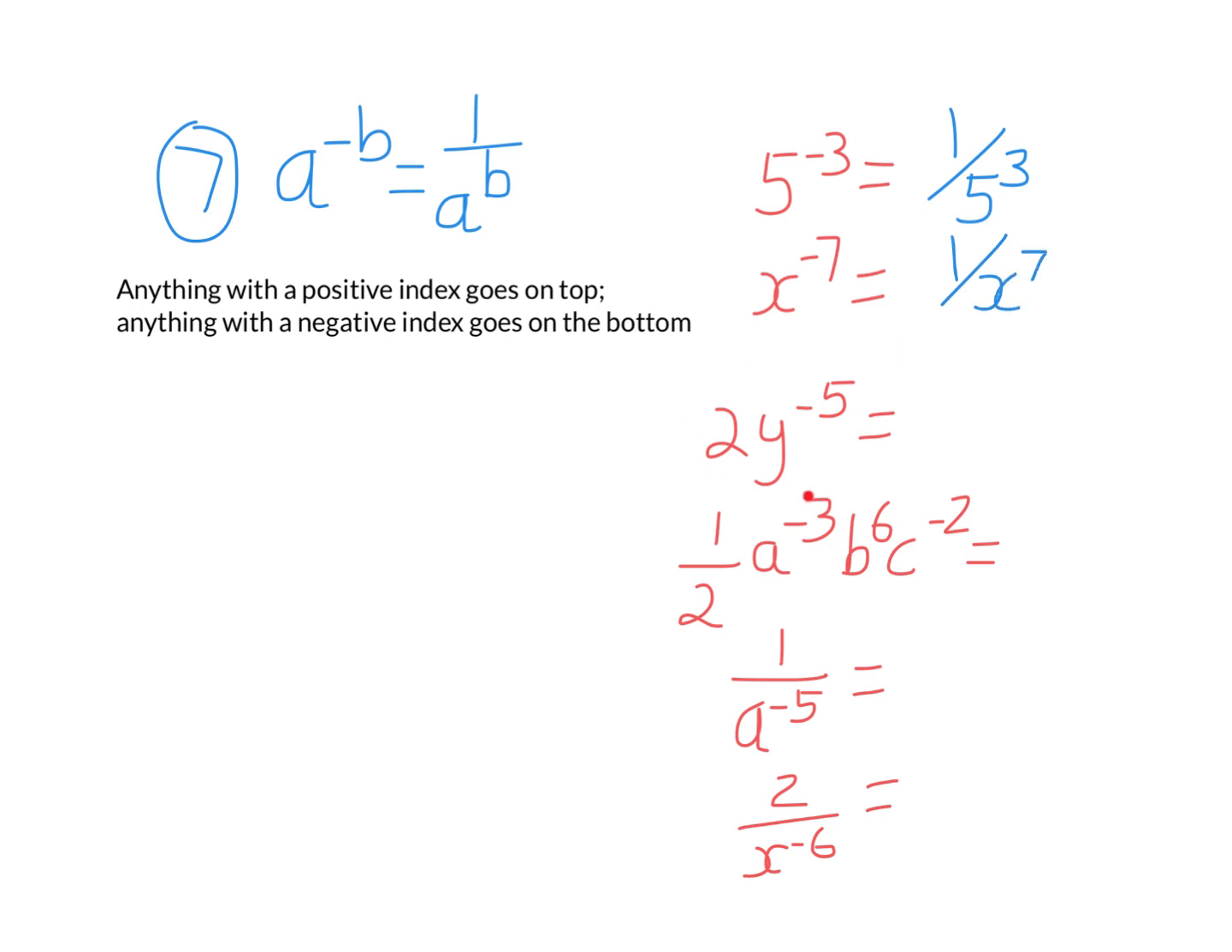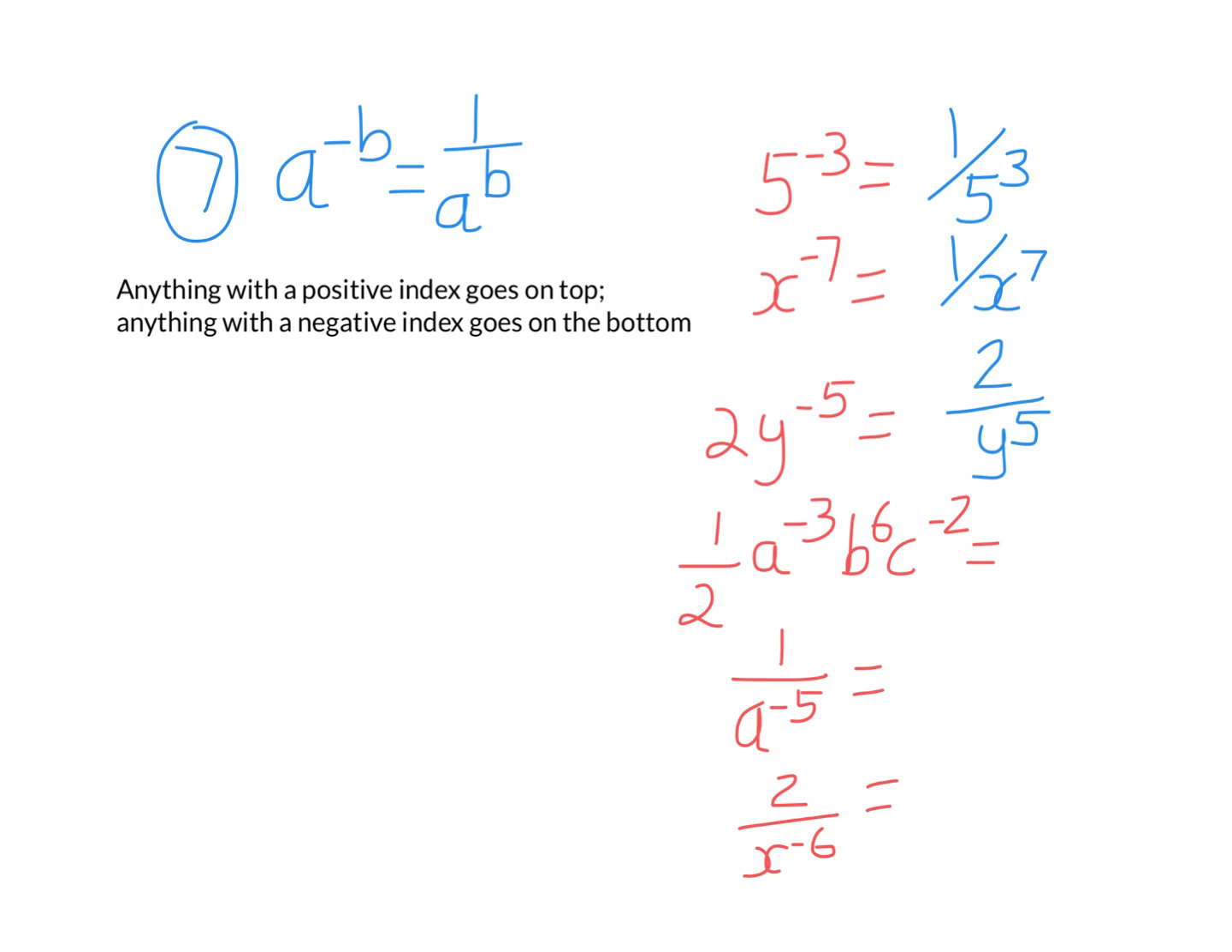So how would we do something like this? Well, we need this rule here. Anything with a positive index goes on top, anything with a negative index goes on the bottom. 2 is the same as 2 to the power of 1. It actually has a positive index. So another way we can look at it is just put on the bottom anything that had a negative power, but change it to positive, and everything else goes on top.